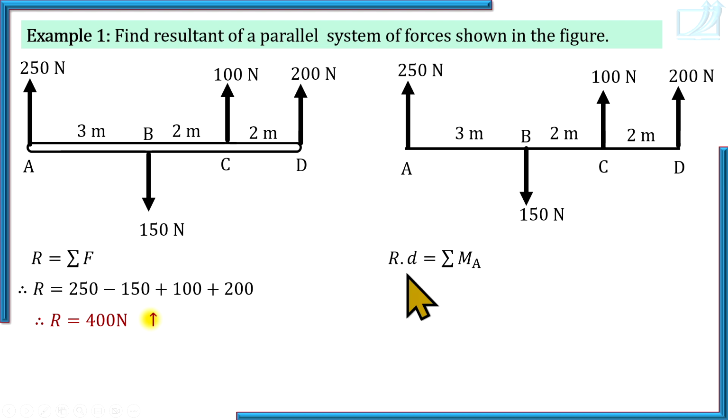Then by Varignon's theorem, the sum of moments of all forces in a system is equal to the moment of the resultant. Let's write the moment of all these four forces about point A. Why point A? Listen, it is your choice. You can use moment center point C, or point D or point B. Remember, any well-defined point in the plane can be chosen as the moment center. Of course, you should choose a point from where all distances are easily available to find moments. So here we have chosen point A.